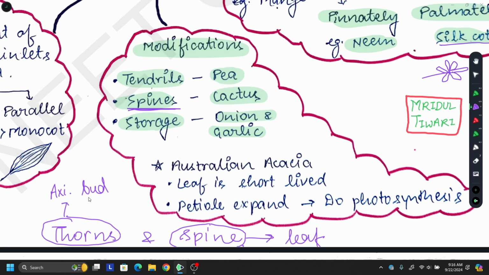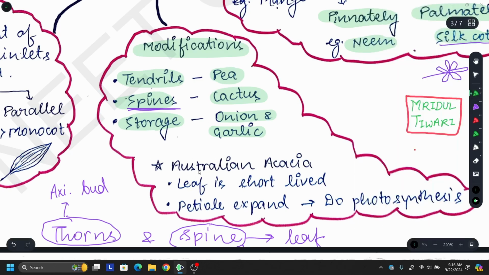However, in Hindi, we say kata for both of these. Okay, kata for spine and kata for thorn. So in Hindi we do not differentiate, but in English we differentiate. Okay, the thorns arise from axillary bud, and spines arise from the leaf.